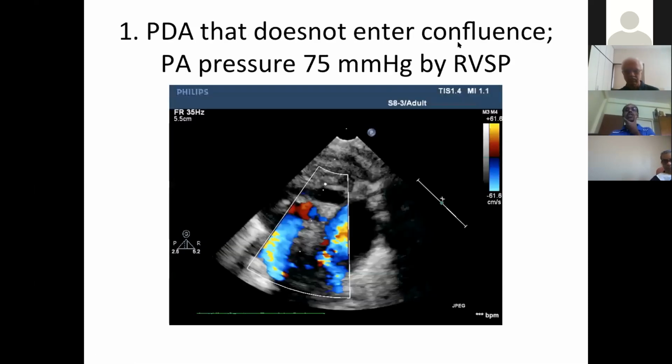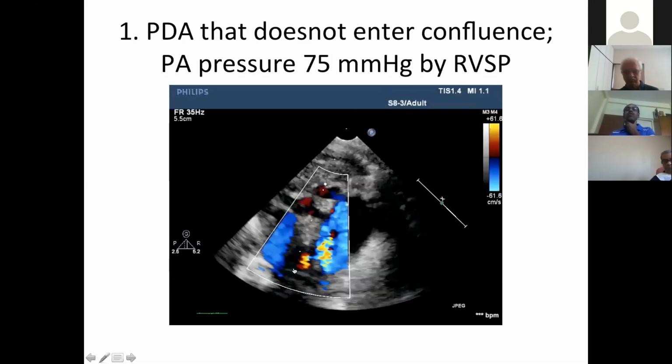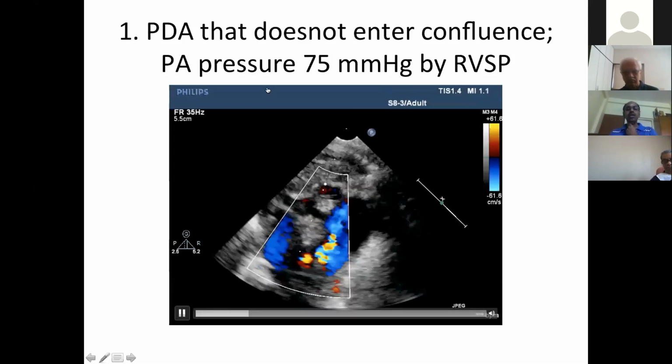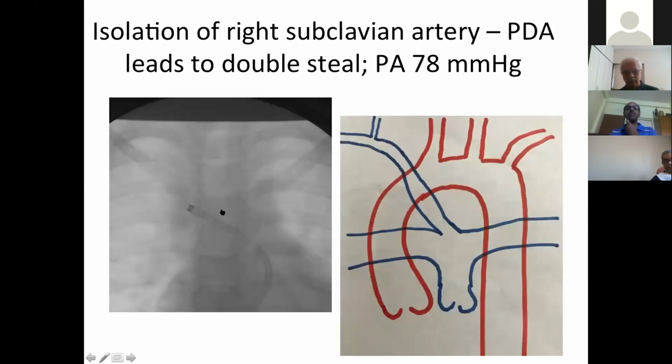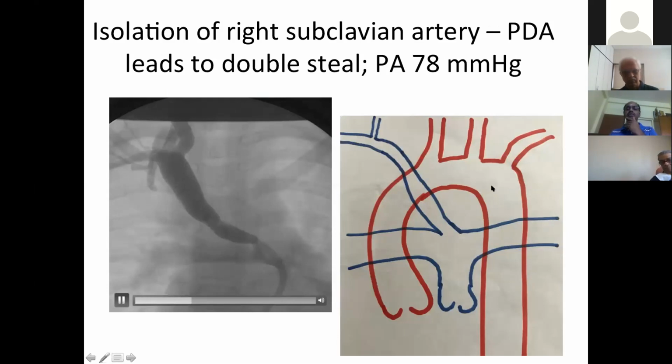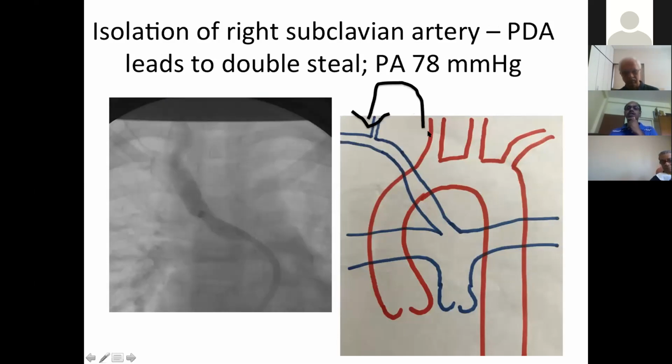PDAs that do not enter the confluence are unusual PDAs. There was a PDA that was coming into the right pulmonary artery with a PA systolic pressure of 75 millimeters by RV systolic pressure. It was completely an isolation of the right subclavian artery. What is an isolation? The subclavian artery is not connected to the aorta, so the carotid fills the subclavian. And from that subclavian, the PDA fills the descending aorta. So in such a case, the PDA causes what is called a double steal.